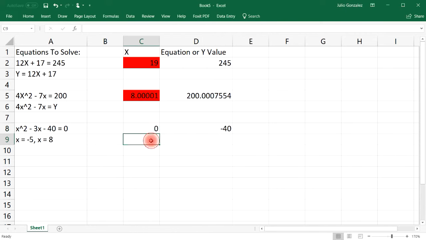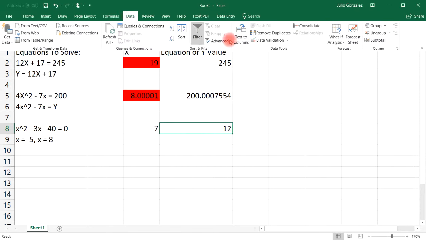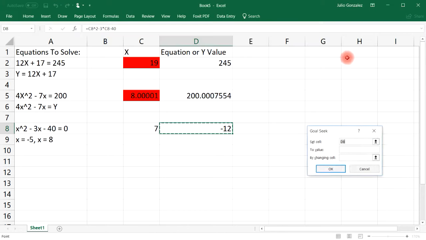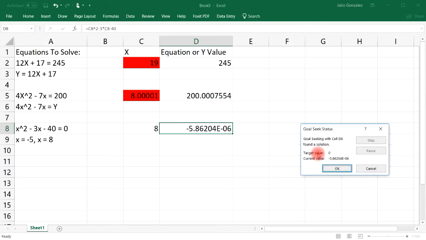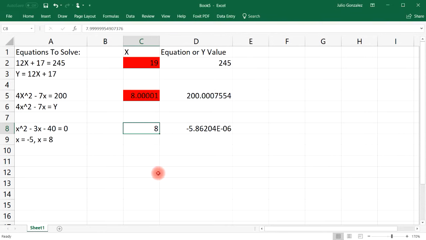So to get the other answer, let's input a value that's closer to 8. So let's say if we put 7 and follow the same process, Data, and then What If Analysis, Goal Seek, let's set it to 0 again by changing cell C8. Notice that it gives us the other answer, which is 8. And so sometimes if you know that your equation has multiple answers, you may have to adjust your x value so that the goal seek feature of Excel can give you the answer closest to this x value.